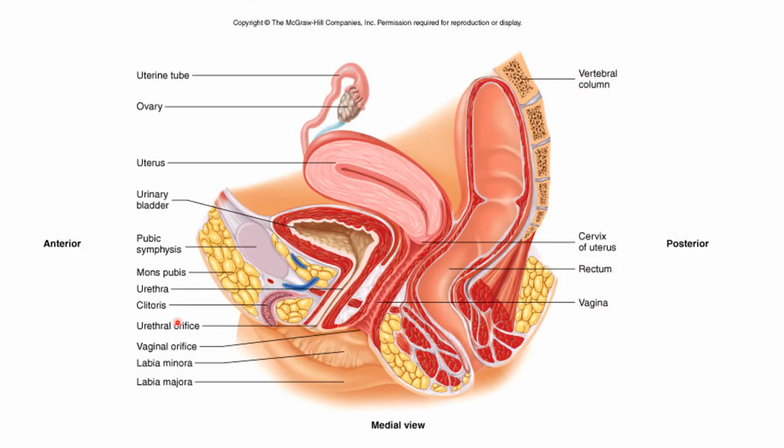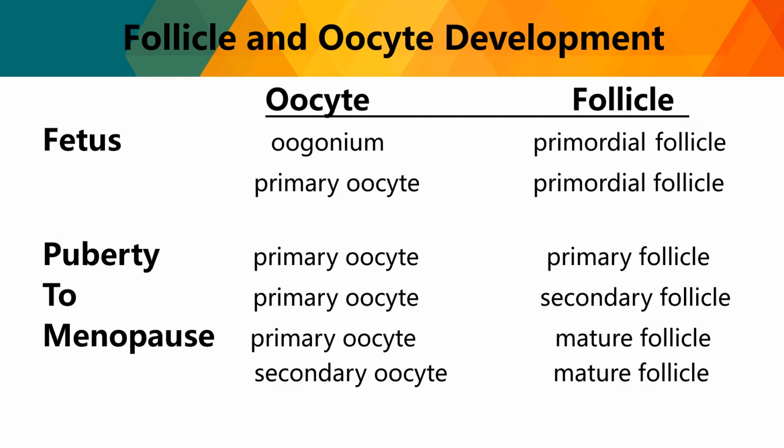Then here again, this is the medial view. So I have already discussed this one. And then for the follicle and oocyte development. So in the fetus, guys, this is what I told you, that while the males produce sperm only during the puberty years, the females, from the start, when we were fertilized and formed in our mother's womb, already have banked egg cells.